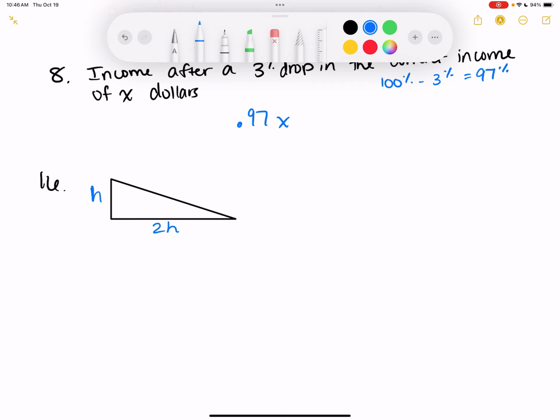And then it says, write the length of the hypotenuse as a function of the length of the shorter leg. Since we normally call the hypotenuse C, I'm going to call it C up here. So how might I relate that? What is our typical formula that we use with a right triangle? A squared plus B squared equals C squared. Yes, the Pythagorean theorem. So C squared is going to be equal to h squared plus (2h) squared.